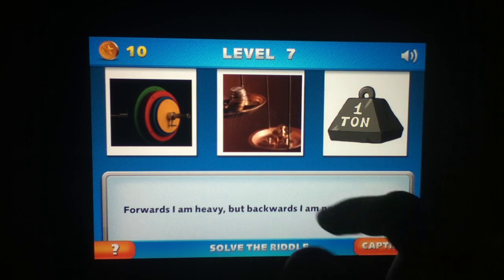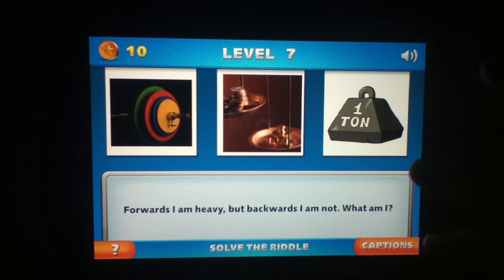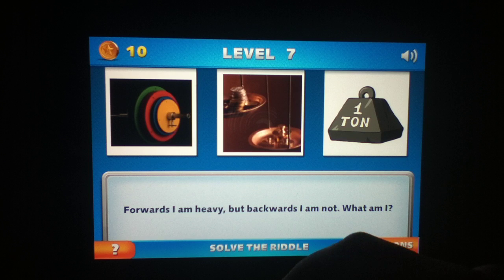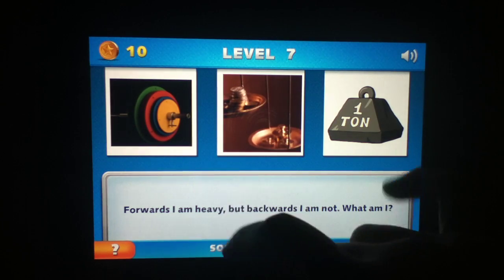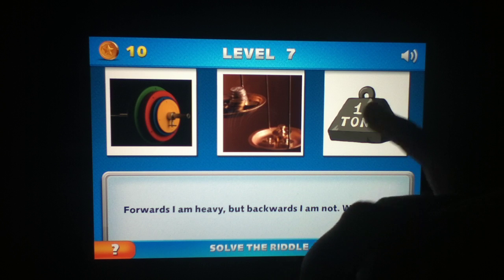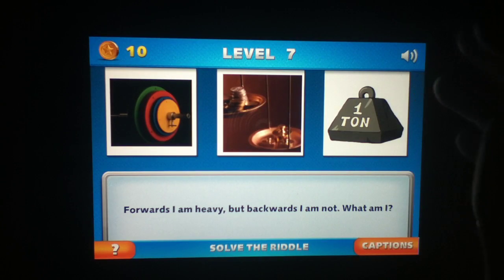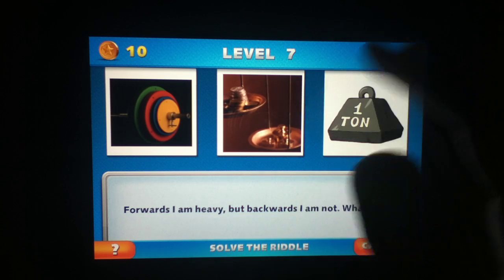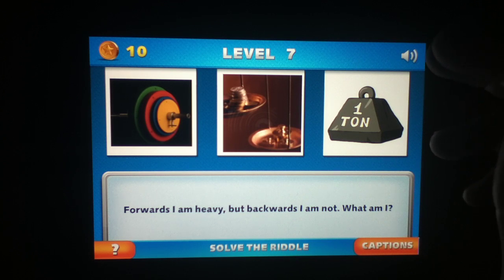Forwards, I'm heavy, but backwards, I am not. What am I? Solve the riddle. Obviously, this one's very, very straightforward as far as the actual setup. We're solving a riddle. There's the riddle, pick the picture that corresponds. So we have a scale, we've got weights, and then we've got a ton. But that's my interpretation. I guess that's the problem with Tricky Questions: on a number of levels it could work internationally as being very open to other languages, which is something we approve of. However, these images are not so universal, and they're just opaque enough that we can't figure out what's going on. So it's kind of bothersome, actually.